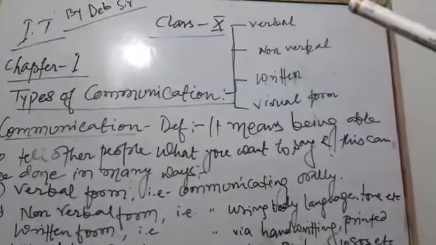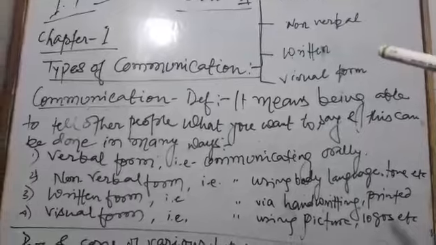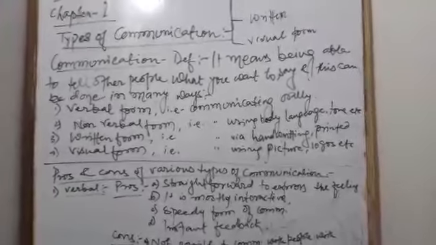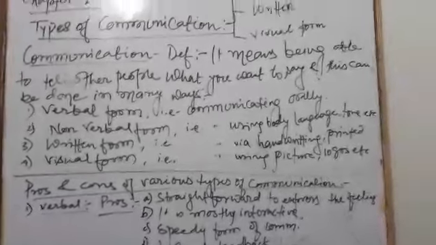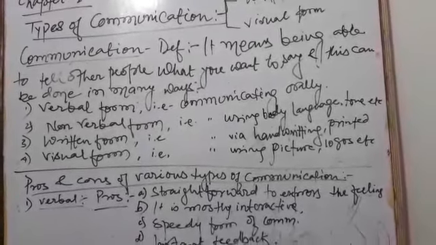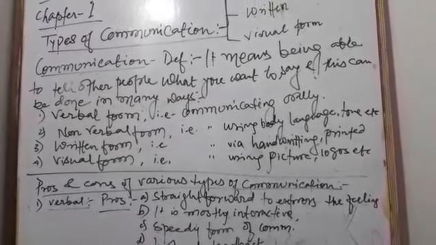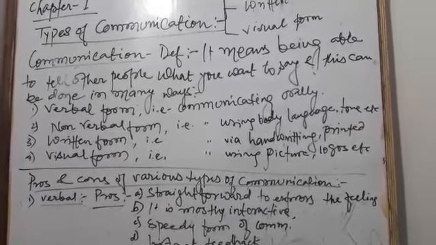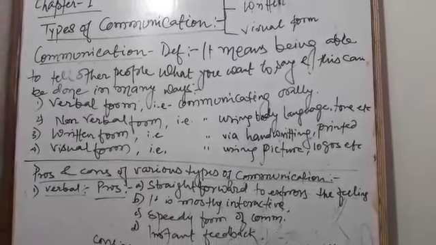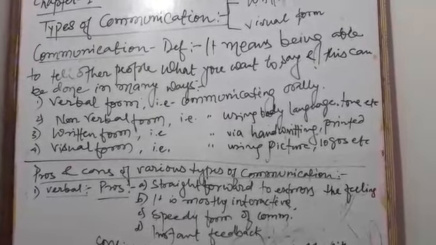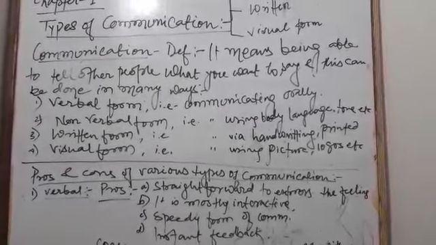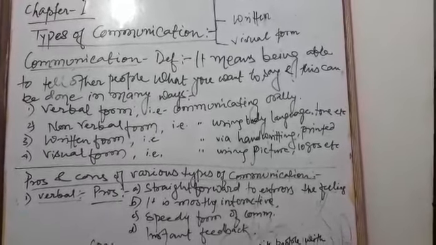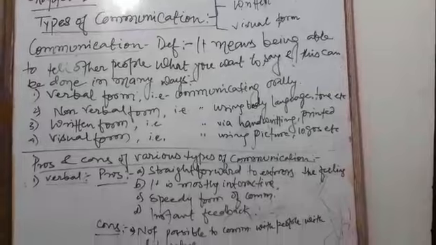The first one is the verbal form, second is non-verbal form, third is written form, and fourth one is the visual form. So one by one I'm going to explain to you. The first one, verbal form of communication, that means communicating orally. The second one is the non-verbal form, that is using some body language, some tone, etc. Third is written form, that is via handwritten, printed, etc. And the fourth one is the visual form, that is using picture, logos, etc.